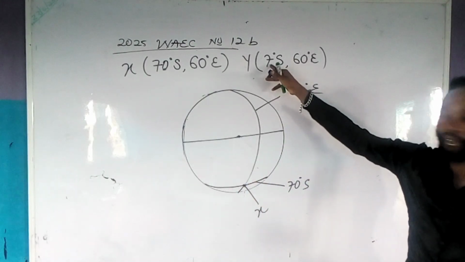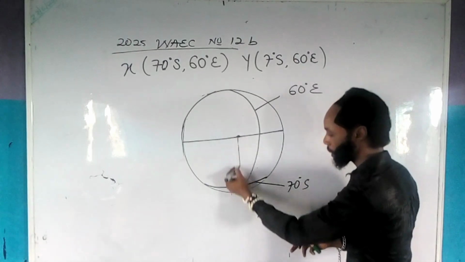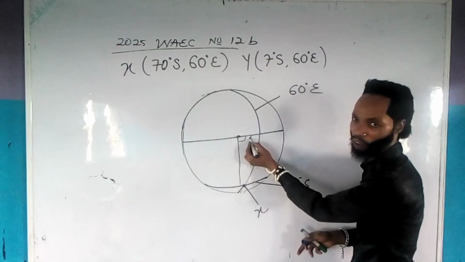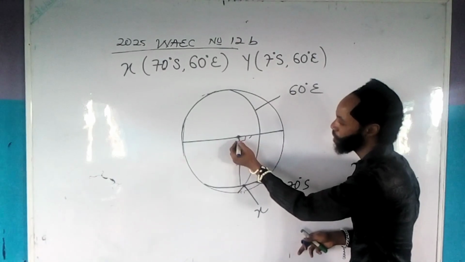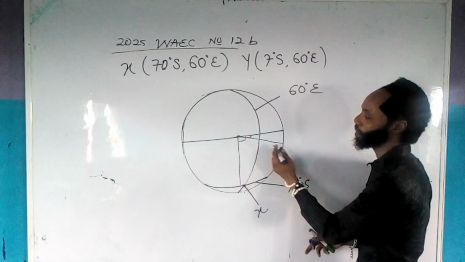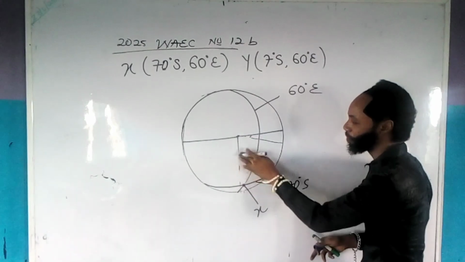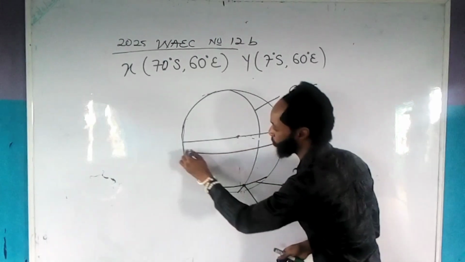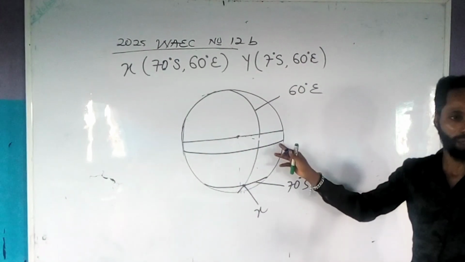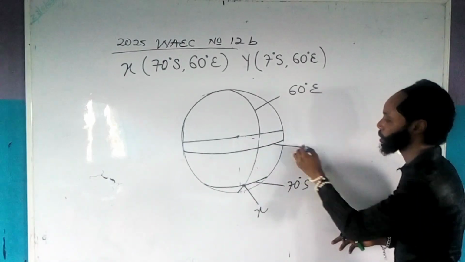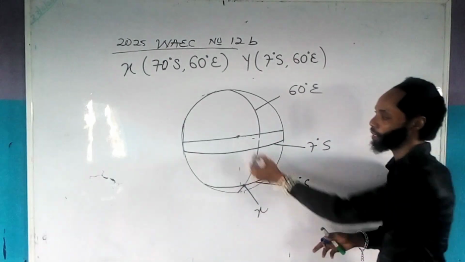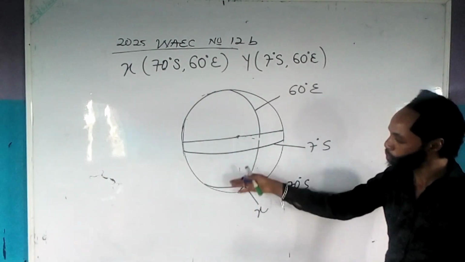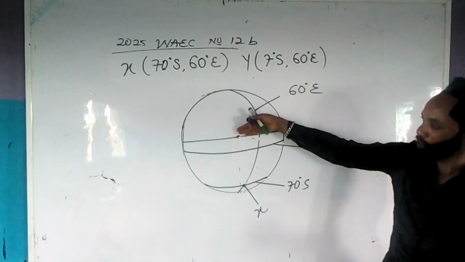Now, 7 degrees south. If this were 90, then 7 degrees will be somewhere from here, not too far from this line. In the same way, I can mark this place with our 7 degrees south, not so far from the line. So 90, 80 should be closer to this line, 70 should be closer to this line, then 10, 5 should be closer to this other line.